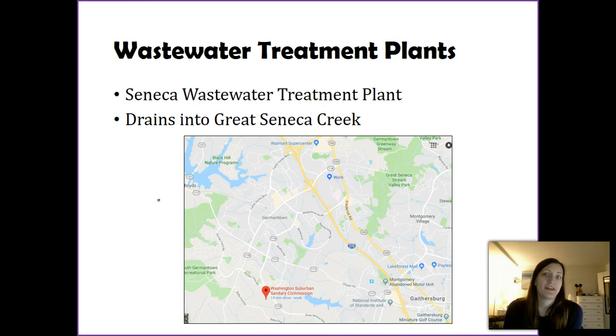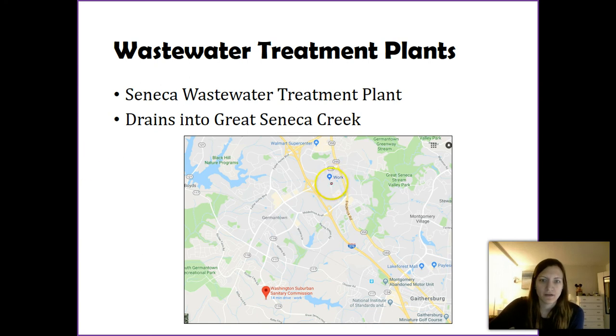So here in Germantown, or let me actually backtrack. The Washington Suburban Sanitary Commission, in their district, has about 7 different wastewater treatment plants. The one that Germantown is served by is the Seneca Wastewater Treatment Plant.